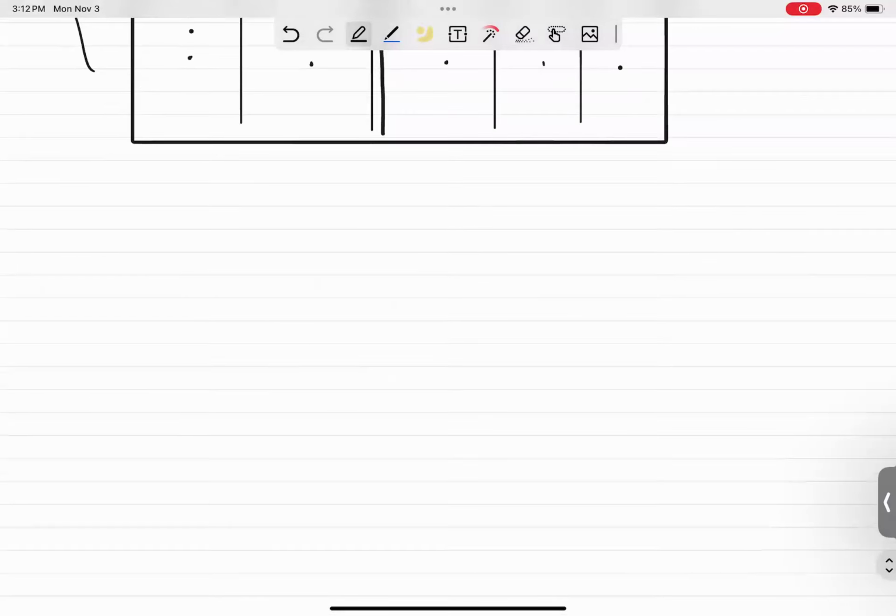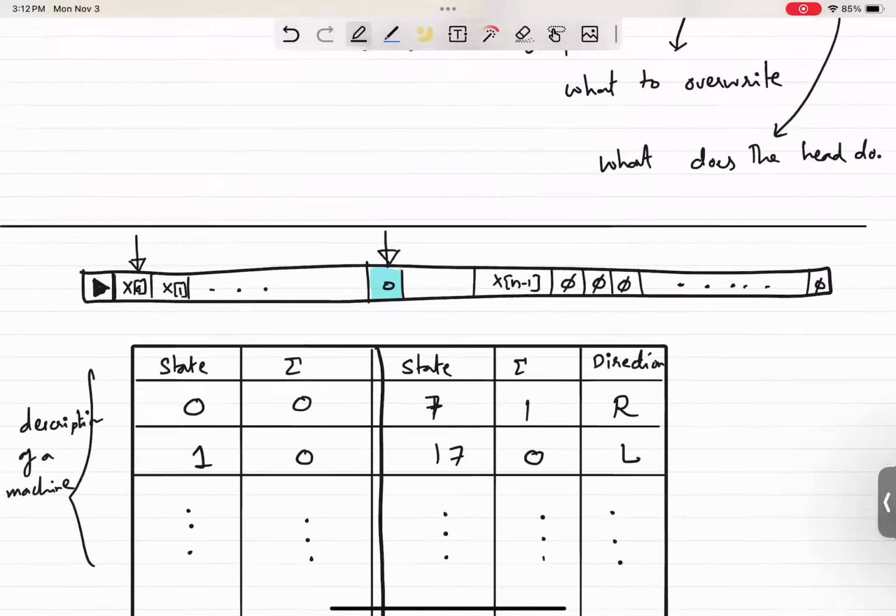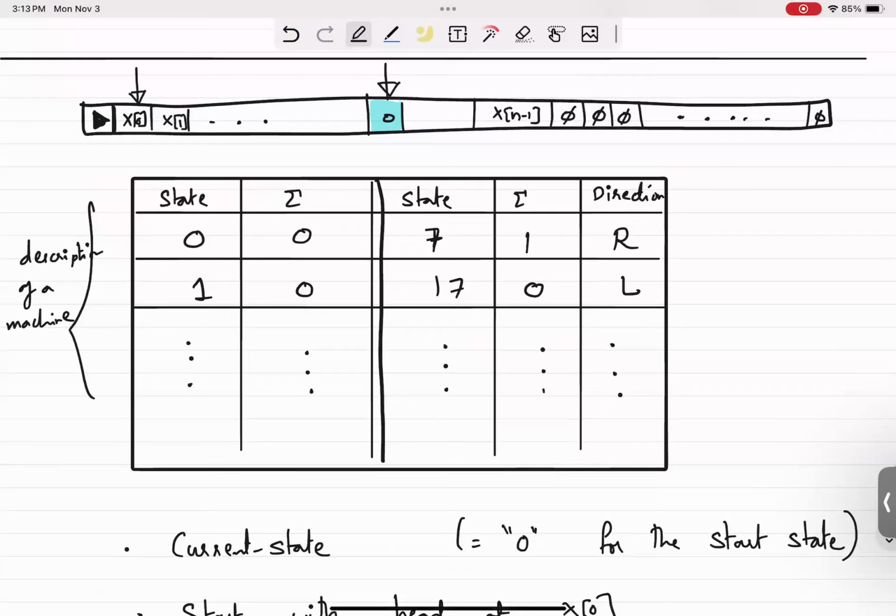Now, what do you do with it? Well, you start, just like a DFA, from some current state, right? So think of this as 0 for the start state. Okay. And you always start with the head at x0. Okay. And how does the computation proceed? You run this forever, or at least until you see a halt.